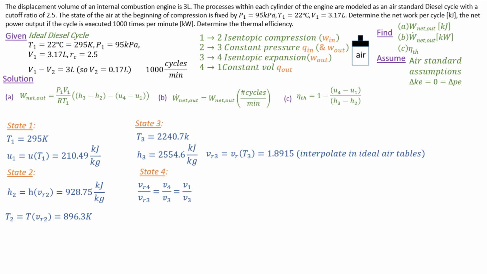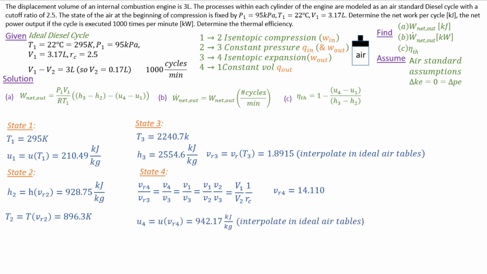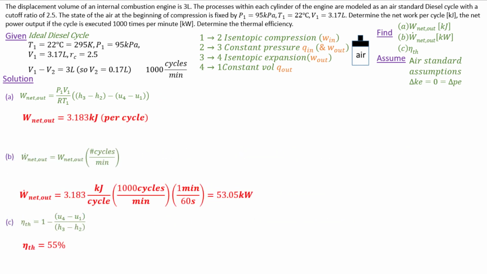And I'm going to do that manipulation that we often do with diesel cycles. I'm going to put that V1 over V3 in terms of the compression ratio and the 1 over the cutoff ratio. So V1 over V2 is r, V2 over V3 is 1 over rc. I know rc, that's no problem. And V1 over V2, I actually do know that. I used that back at state 2 to figure out state 2 when I applied my isentropic relationship. And so vr4 is 14.110, and I can interpolate for the u value in my ideal air tables at vr4. Now I'm ready to plug everything in.